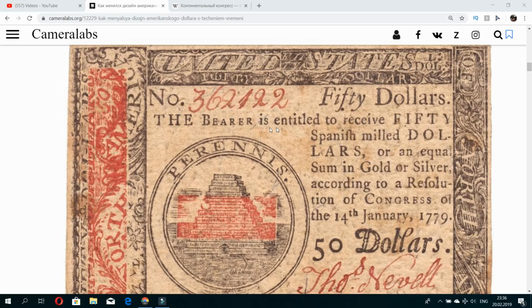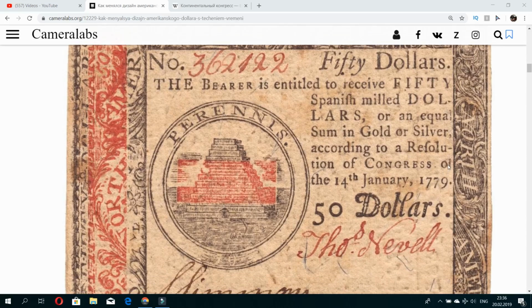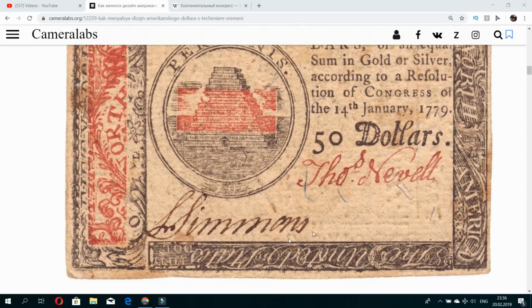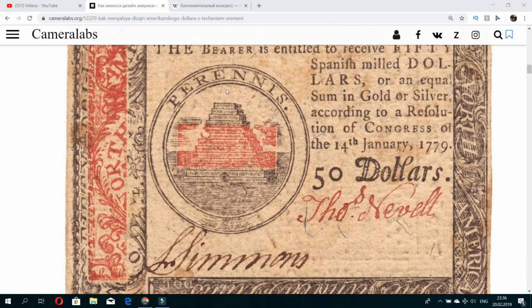The bearer is entitled to receive 50 Spanish milled dollars or an equal sum in gold or silver according to a resolution of Congress. Can't understand what this means. The 14th January 1779, $50, some sign, and what we see here is perennis.